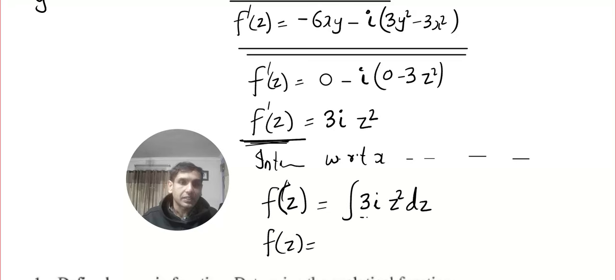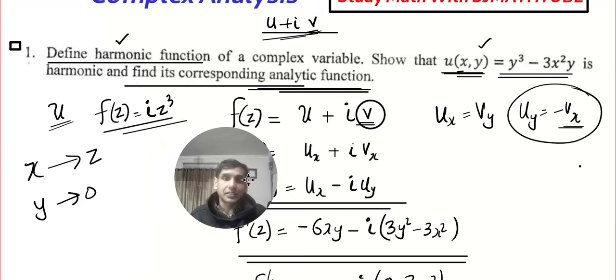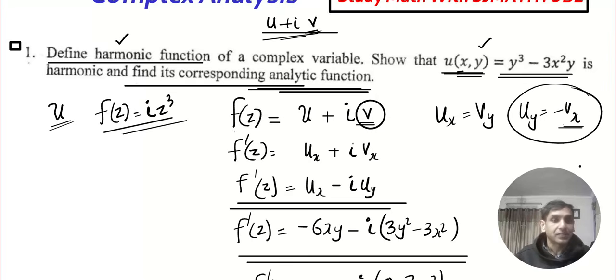That will give us 3i as a constant, z to the power 3 divided by 3, plus of course the constant. We got the function i z cube. So that's it. But wait a minute. In your application questions and sometimes in the math exams, your teachers might ask you, what is the harmonic conjugate? If you ever see the words find the harmonic conjugate, then that means they want the value of v.